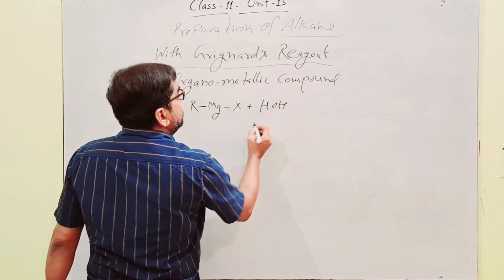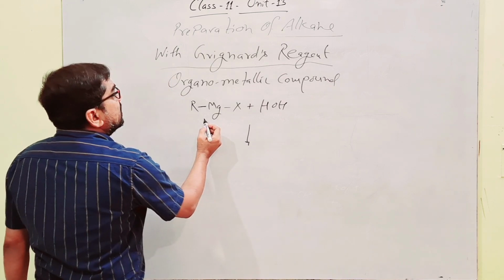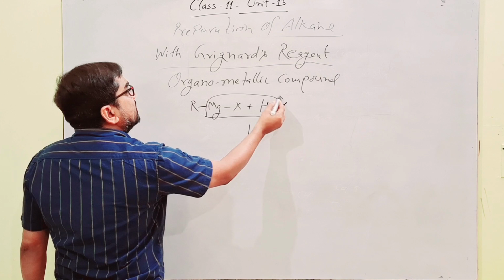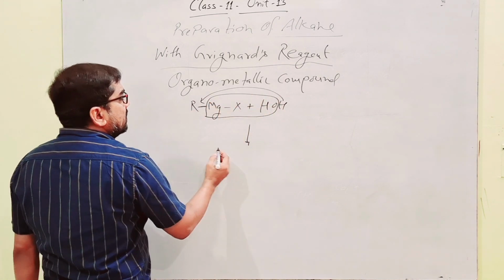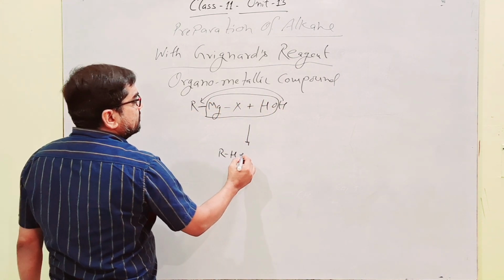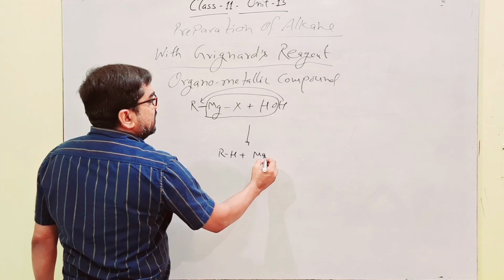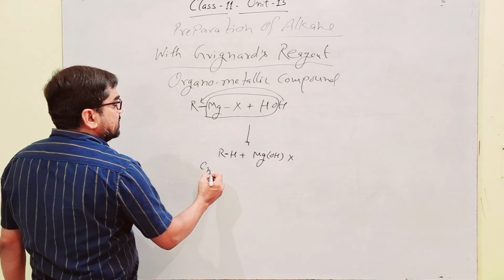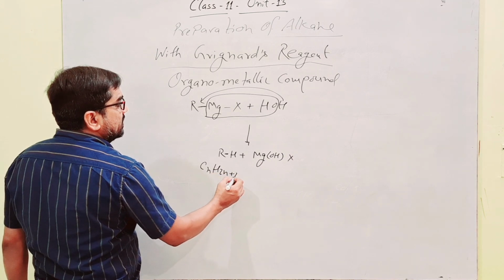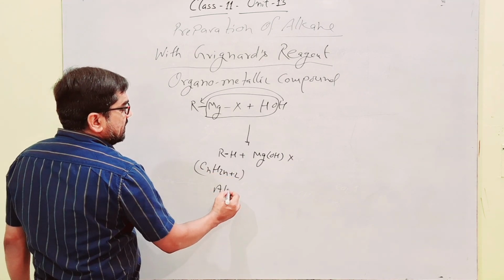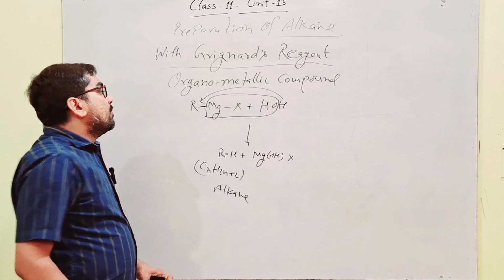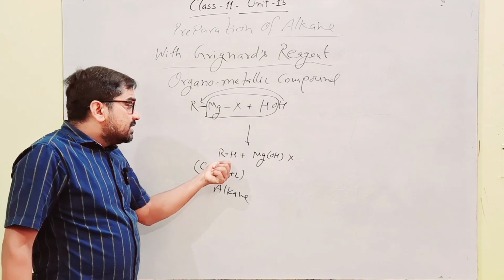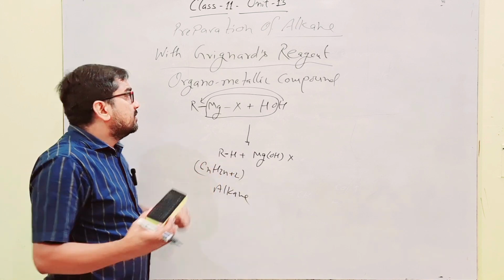Under hydrolysis, there is elimination of MgOHX and this hydrogen attaches with this R, forming RH plus MgOHX. This RH has the general formula CnH2n plus 2, and this is an alkane. So whenever hydrolysis of a Grignard reagent is carried out, alkanes are formed as the final product.